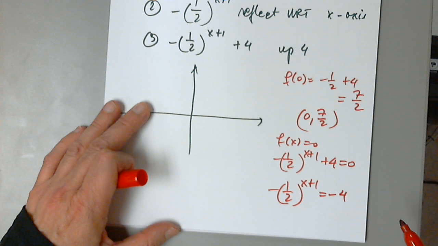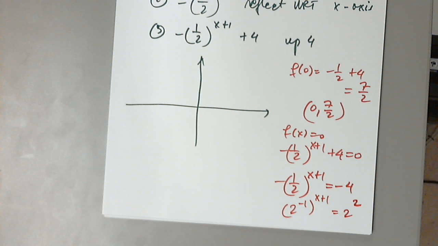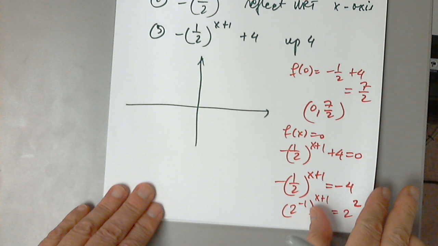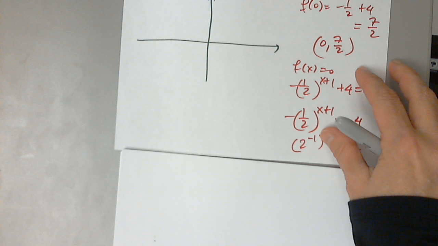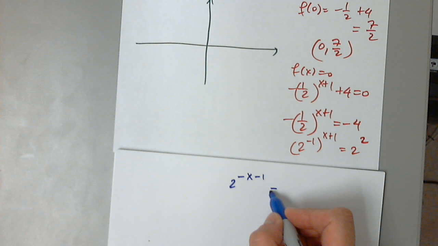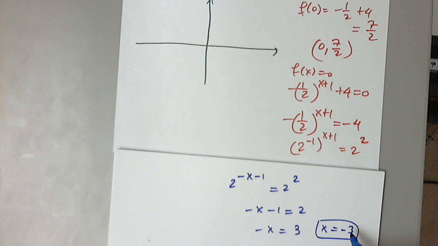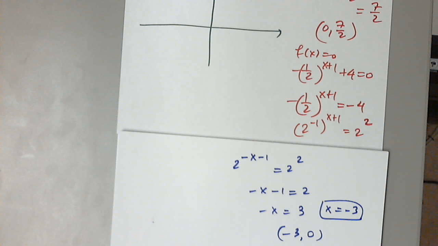So then this is 2 to negative 1 raised to x plus 1 equals 2 squared. So we realize that both sides can be presented with the same base. In this case, it's 2. So 2 to negative x minus 1 equals 2 squared. Negative x minus 1 equals 2. Negative x equals 3, or x equals negative 3. So negative 3, 0 is the x-intercept.